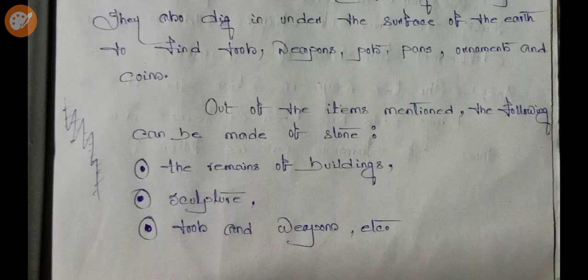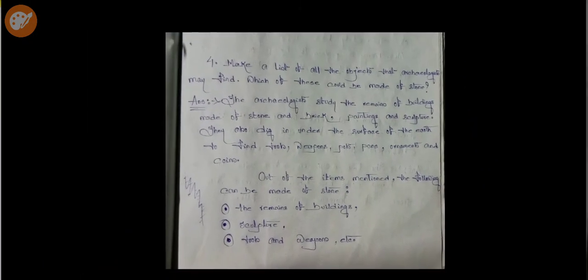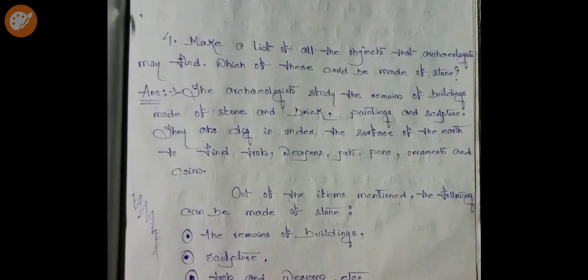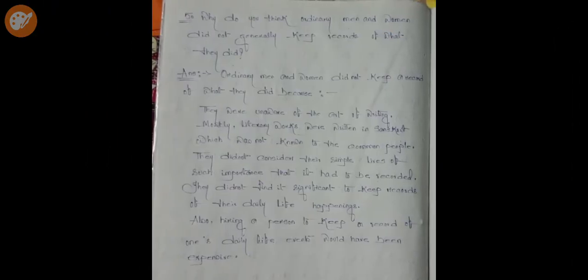So tools and weapons might be the things which the early, uncivilized people used, or some basic things which they used in their day-to-day life. So these are tools and weapons. So this is all about question number 4. So moving on to the 5th question.